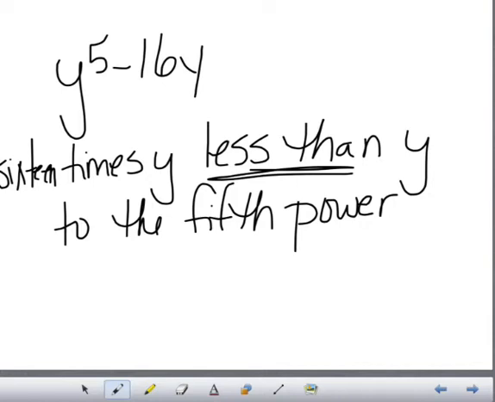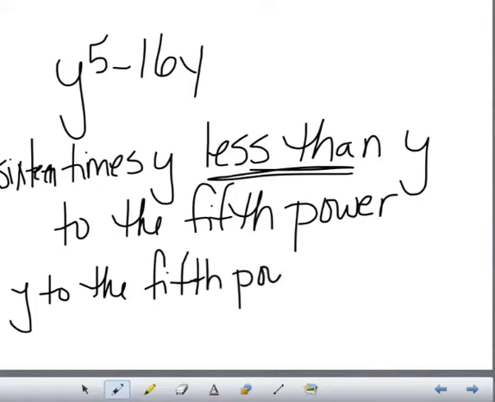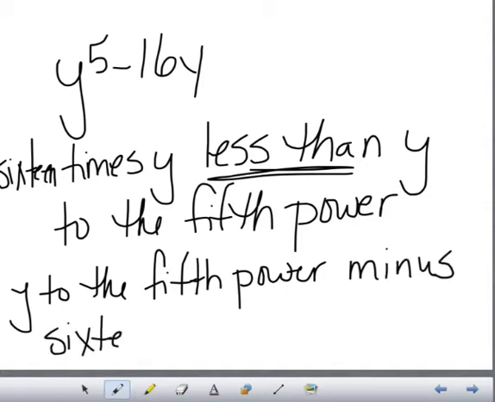I could say y to the 5th power minus 16 times y, or multiplied by y. Yep, there I go, writing the numbers again. All right, so do you see how there's multiple ways that you can word these and still get it correct?